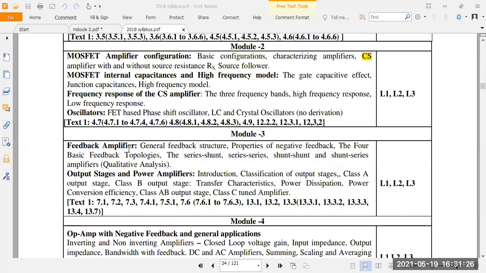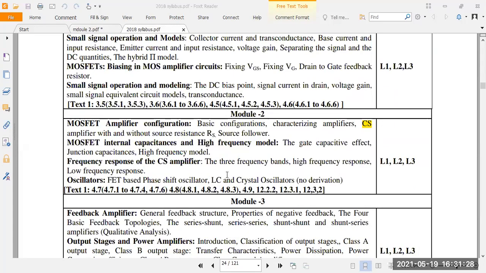Have you taken the module number 3 notes? Oh, sorry, module number 2 notes. Have you collected? No, sir. But I have sent the notes here.